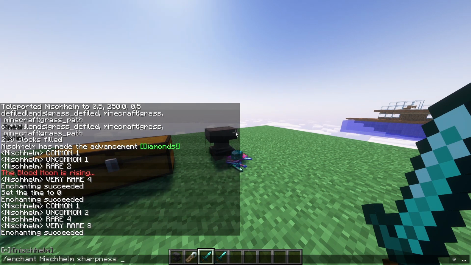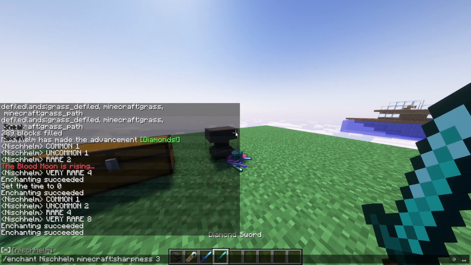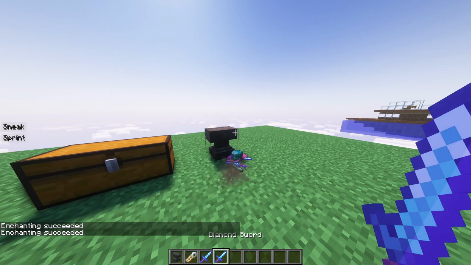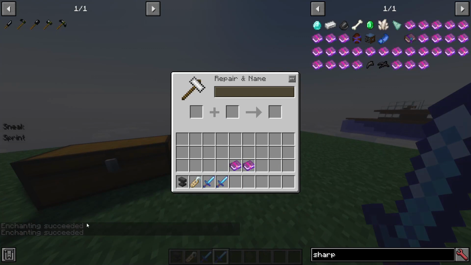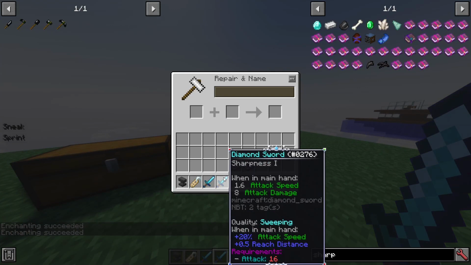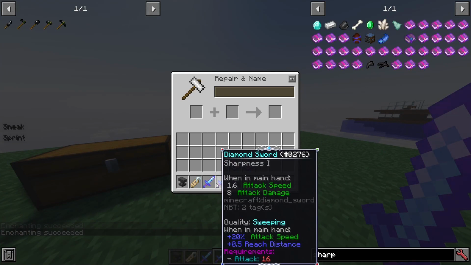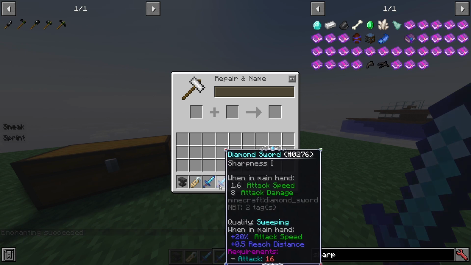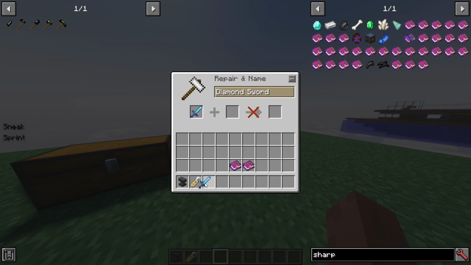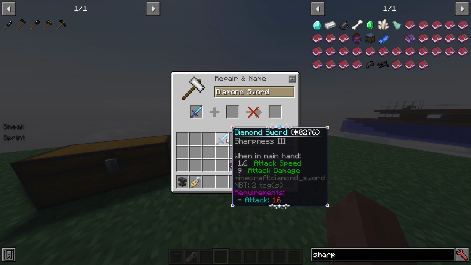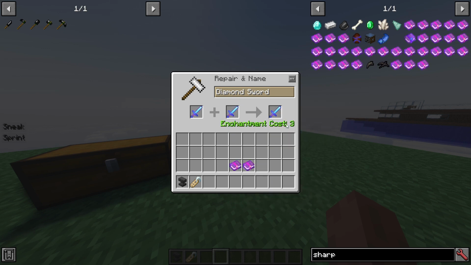And I'm skipping talking about the Anvil use count right now because I first want to talk about this. That's why I enchant via commands. So, what do you guys think? Sharpness 3, sharpness 1. If I put this in here and this in there, the resulting level will be sharpness 3. So we pay for sharpness 3, so we pay 3 levels.